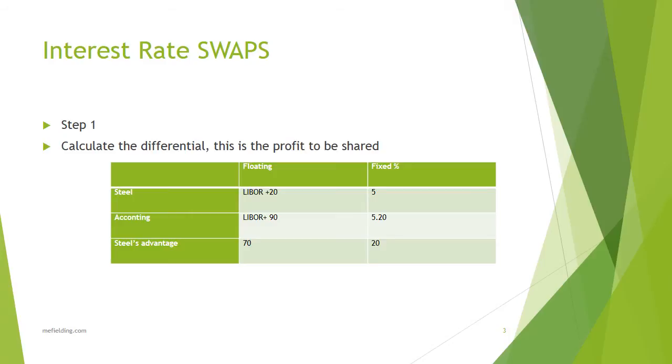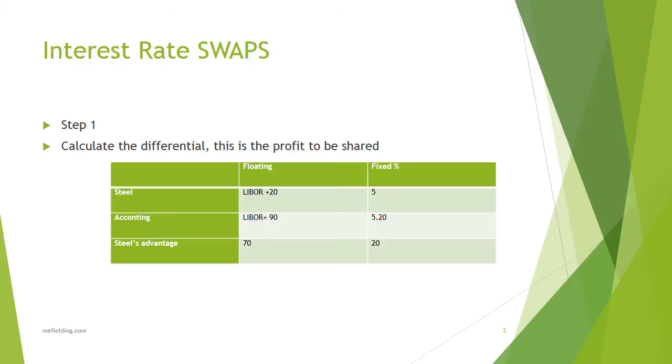So if you look at the floating rate, it tells you that steel can borrow at LIBOR plus 20 in the floating rate markets and 5 in the fixed rate markets. Accounting can borrow at LIBOR plus 90 in the floating rate markets and 5.2 in the fixed markets. Steel's advantage therefore is 70 basis points or 0.7% in the floating market and 20 basis points or 0.2% in the fixed market. So its advantage overall therefore is 50 basis points or half a percent.